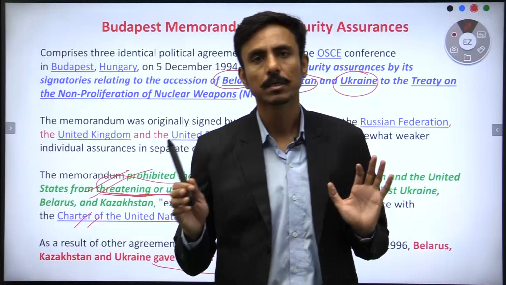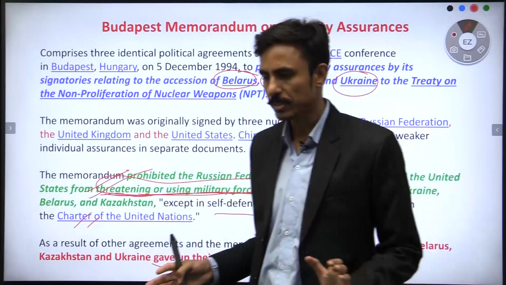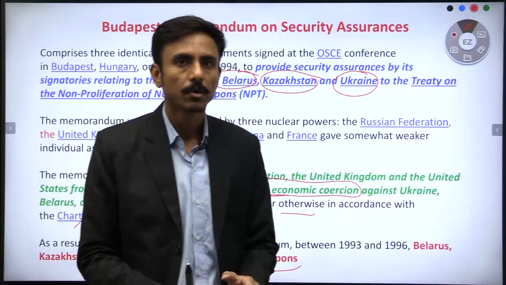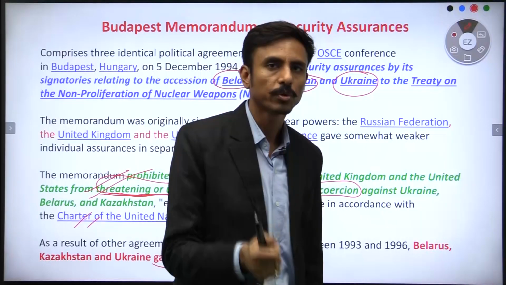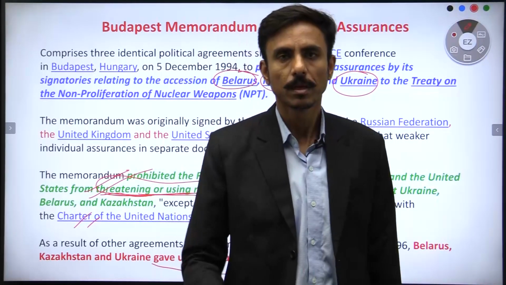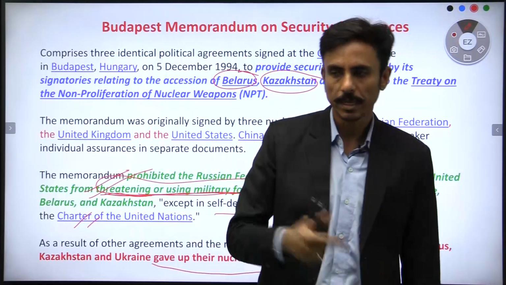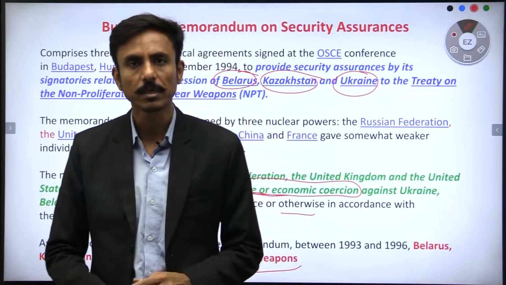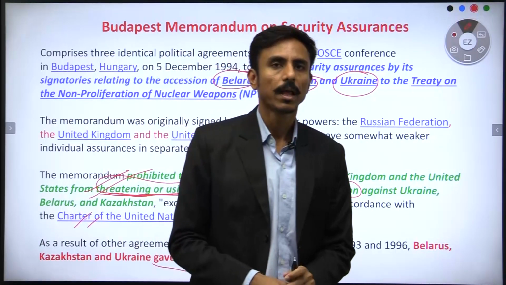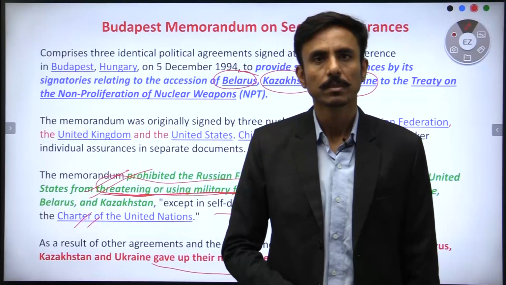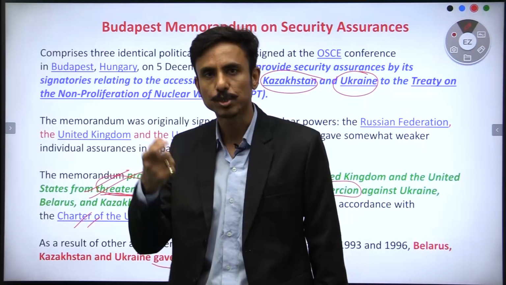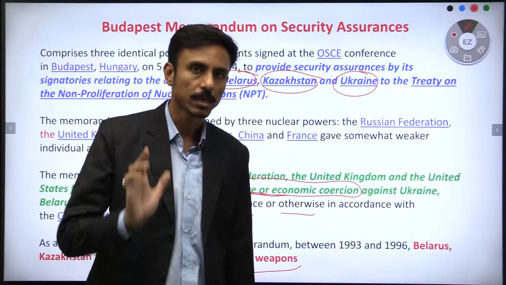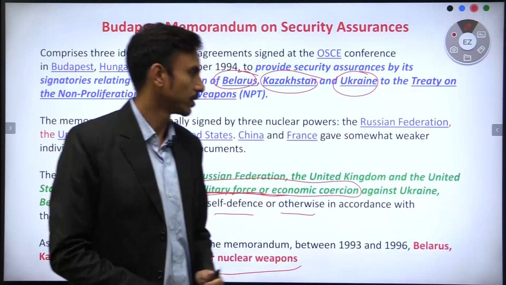So the Budapest Memorandum is just a promise given by Russia, the US and the UK that they would not invade the territory or inflict war on Ukraine, Belarus and Kazakhstan, right? And on the condition that, because these 3 countries were joining the Non-Proliferation Treaty, they were joining on this condition that Russia, the US and the UK would never invade them in the future, right? So this is all about the Budapest Memorandum. I believe it is clear, very important, and I expect a question on this.